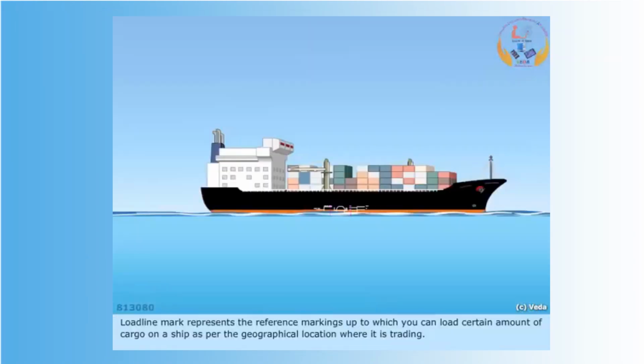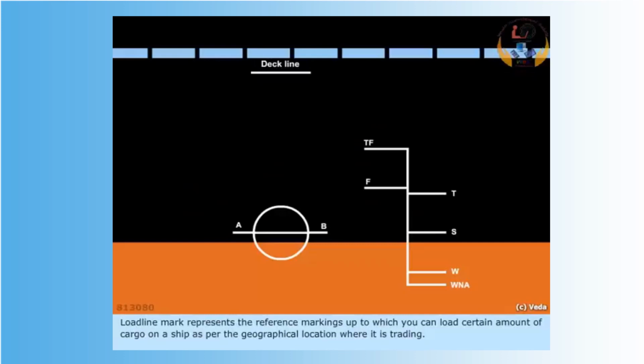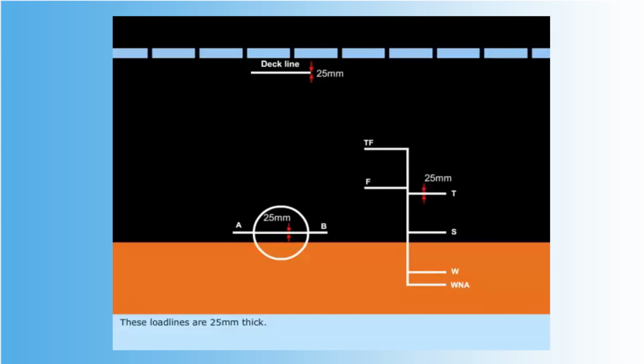Load line mark represents a reference marking up to which you can load a certain amount of cargo on a ship as per the geographical location where it is trading. These load lines are 25 mm thick. They are painted in white or yellow on a dark background or in black on a light background. The upper edge of each load line indicates its exact level.